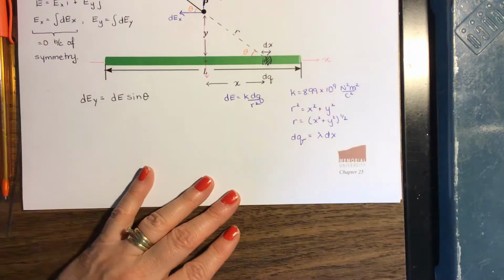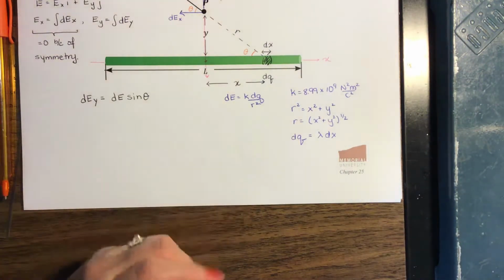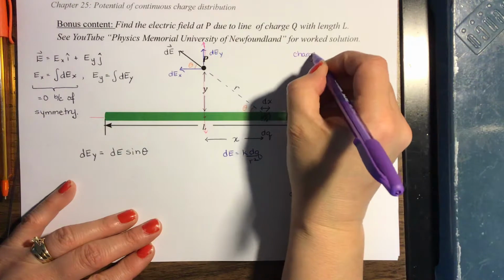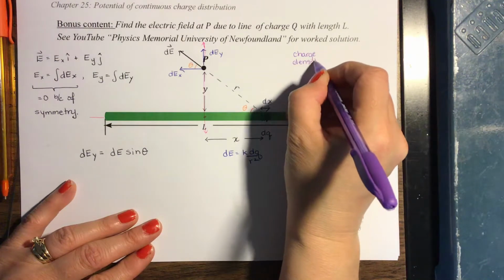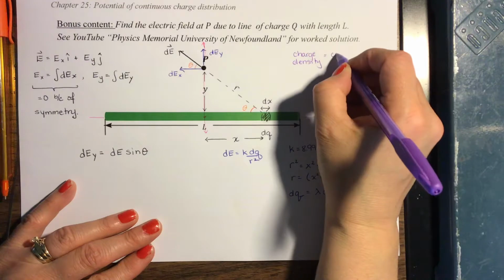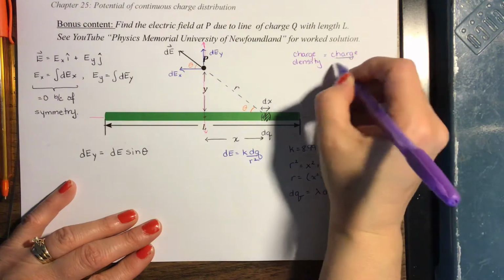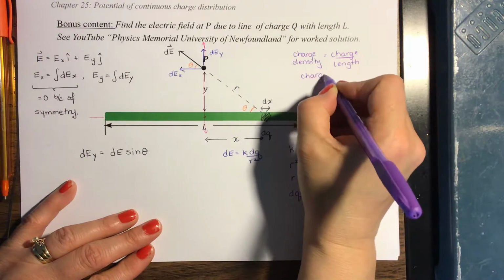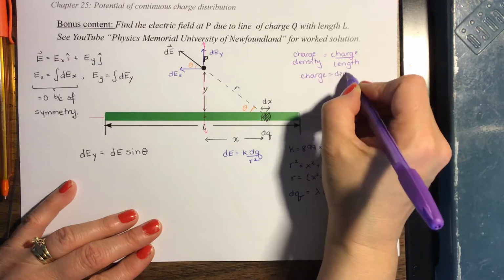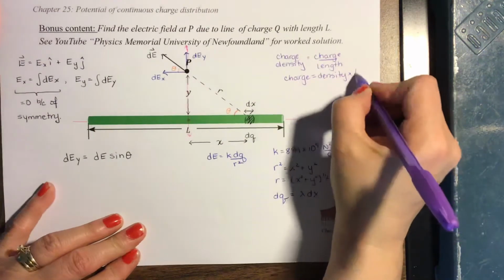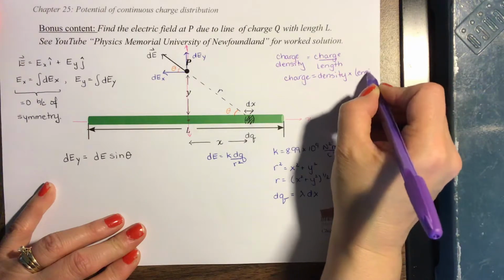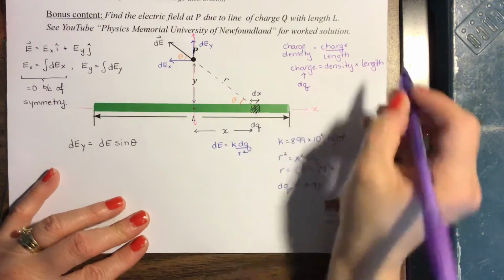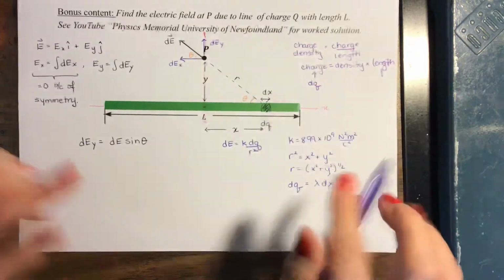Okay, let's just go over that quickly once more. So we know that charge density is charge divided by length. So anytime we wanted to find an amount of charge, we would do the density times the length. So in our problem, the amount of charge we're trying to find is dq. The amount of length of this charge, if we were looking at the whole rod, it would have length L.